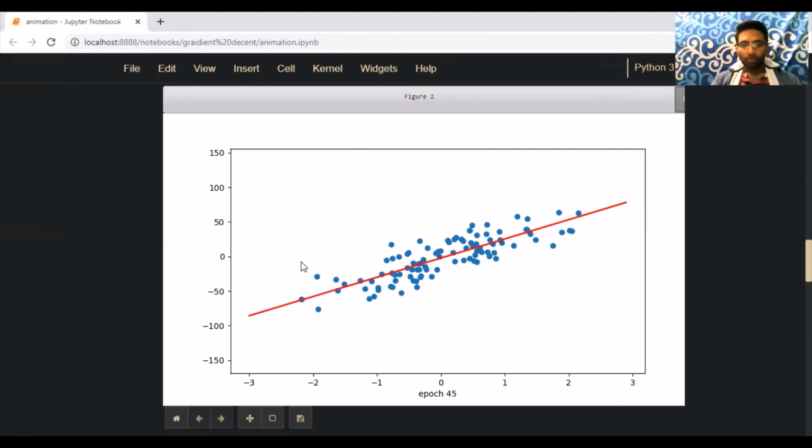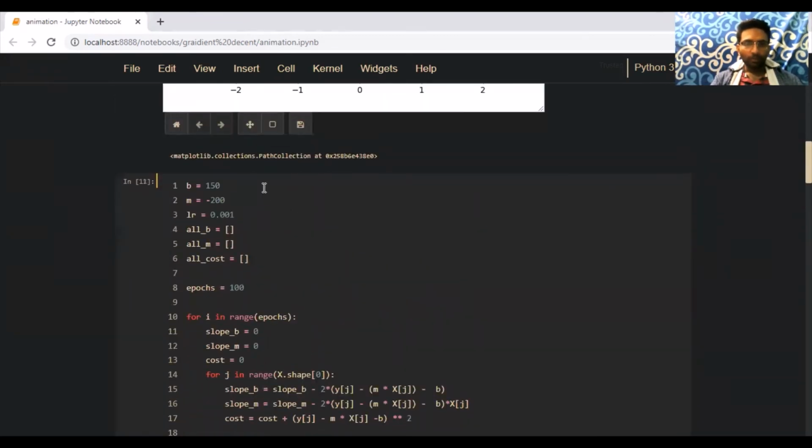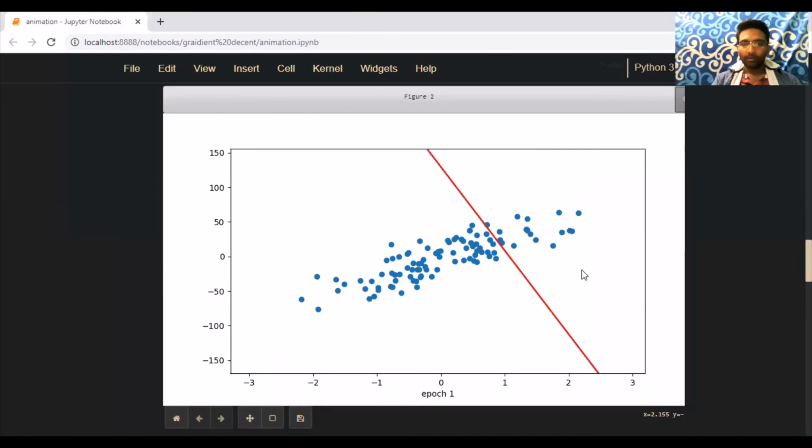Okay, so I can take any value. Suppose I have taken here 150 and 200. I can take here 150 and 160. So it will find it. So this is the beauty of the gradient descent.